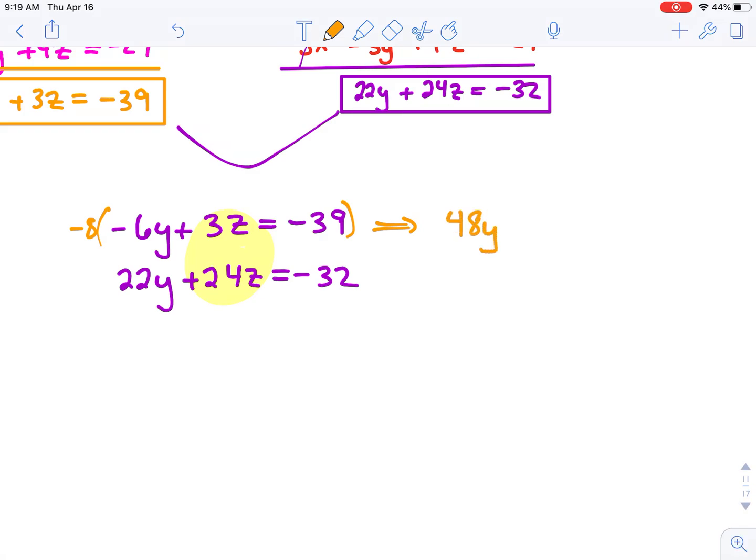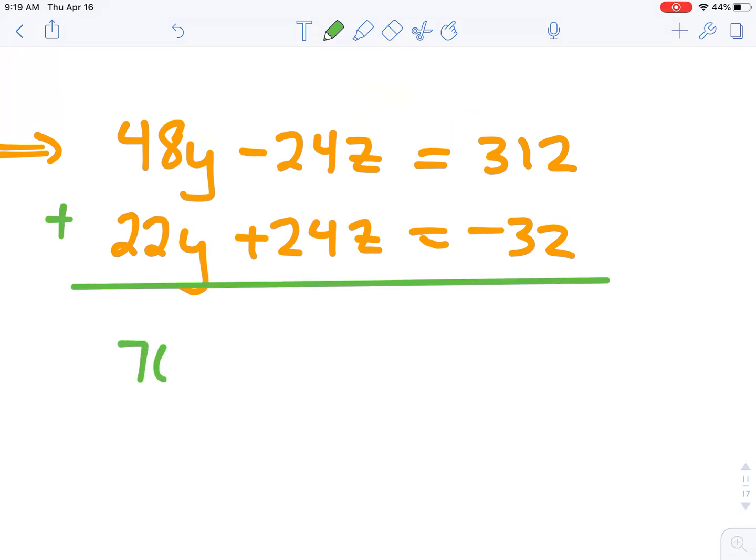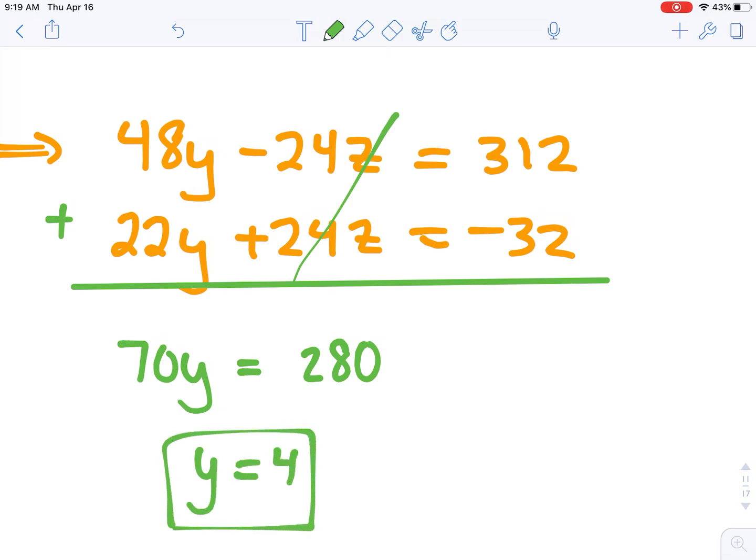This is 48y minus 24z equals positive 312. And then I'm just going to rewrite the other equation. I don't need to do anything to it. Now we're just working with this 2 by 2 equation, and let's see what we get when we add them up. We have 70y, and those cancel, equals 280. And when you divide by 70, your y is 4.